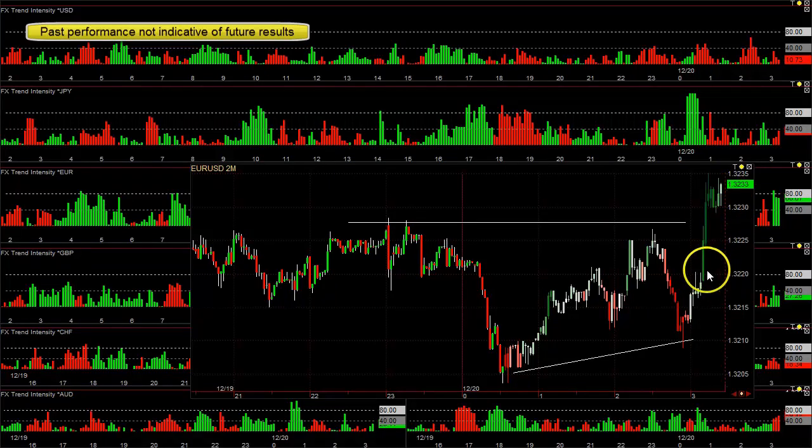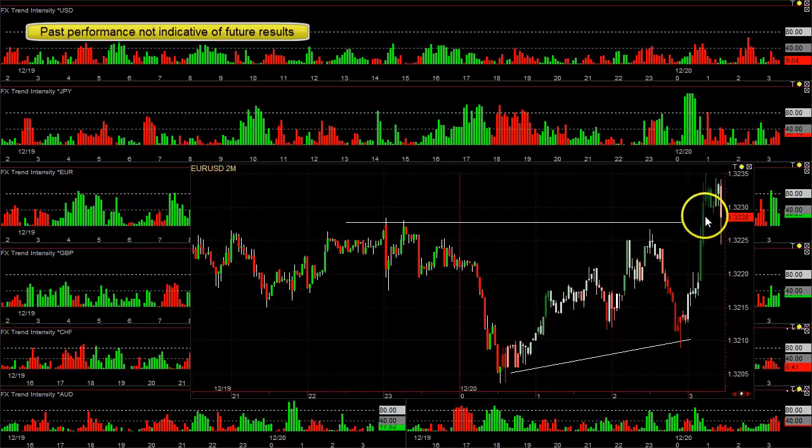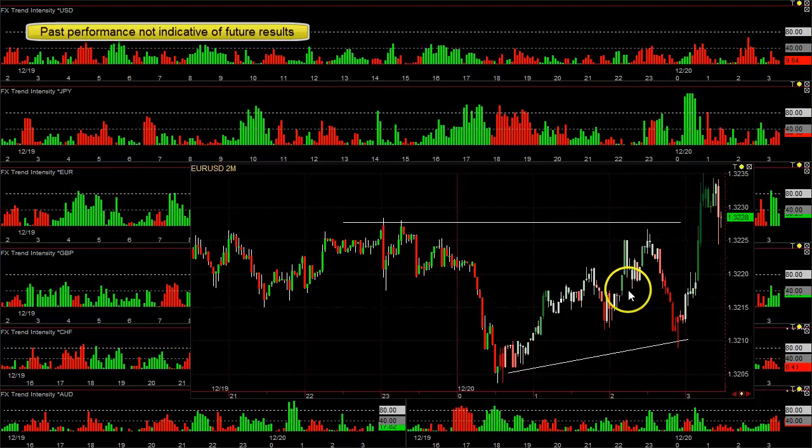You might have bought this breakout right here at 32.20, and it's really confirmed when it went over the high here. And so you move your stop up underneath the low here, and you get out around 28. You might have only made a little bit on that trade.